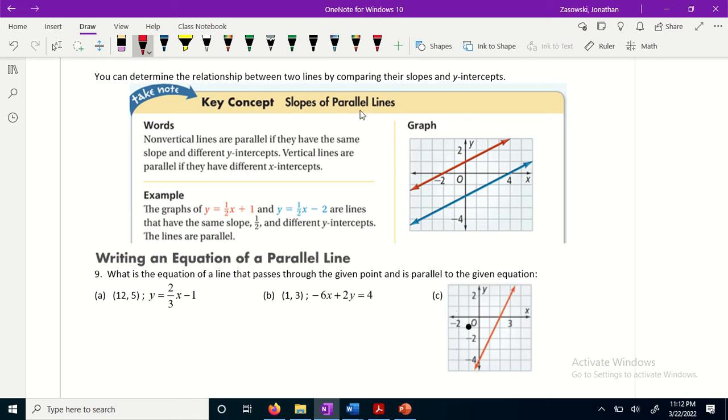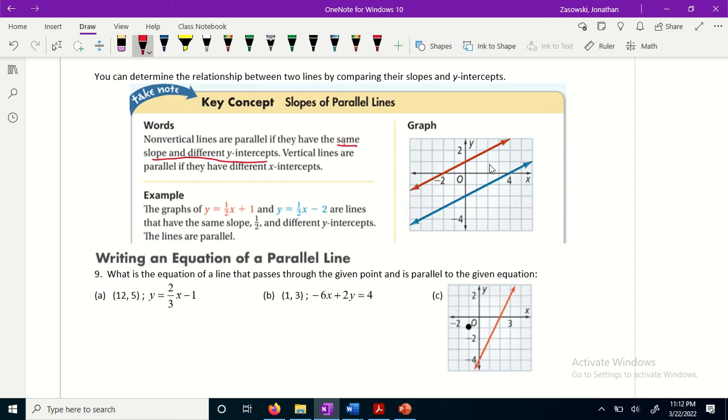So, the first thing we're going to talk about today is slopes of parallel lines. Remember we talked about in class that lines are parallel when they don't intersect, and in order for that to happen, the rise over the run from one point to the next has to be the same. So they have equal slopes. What they don't have is the same y-intercepts. So they have the same slope but different y-intercepts. That's important. And then vertical lines are going to be parallel if they have different x-intercepts.